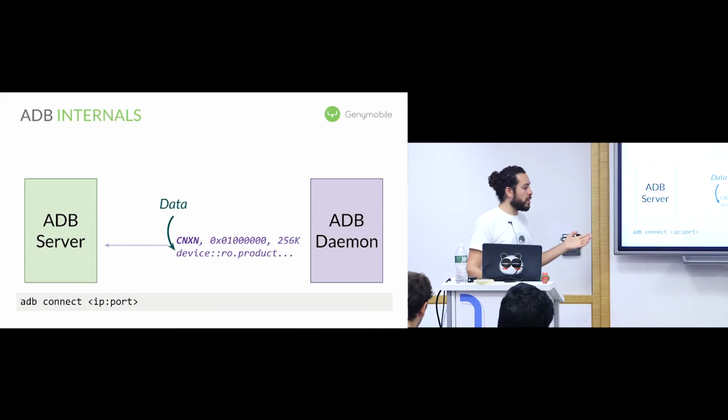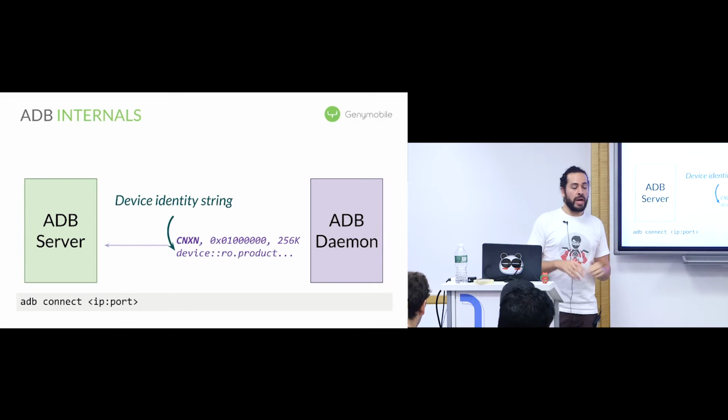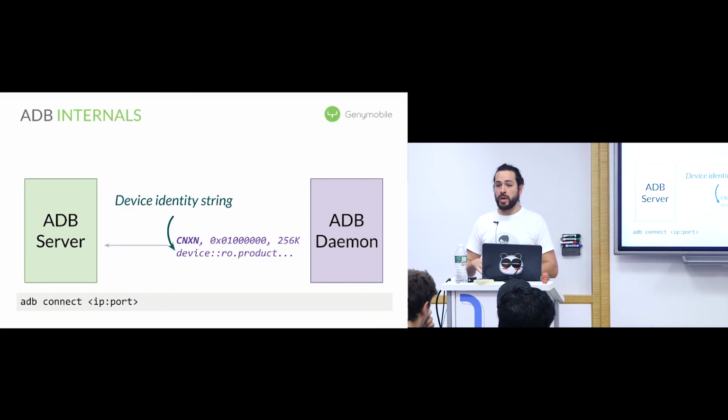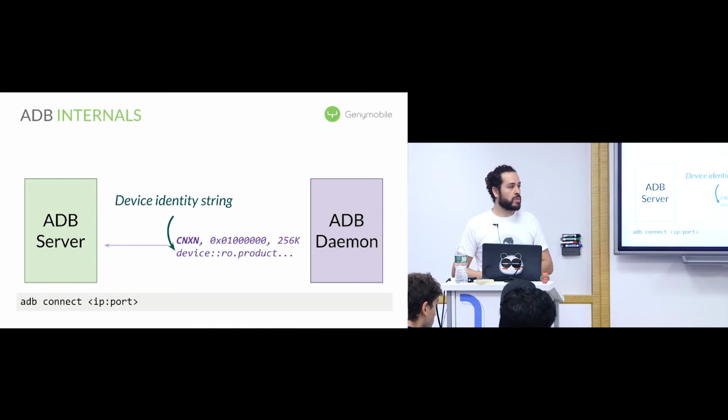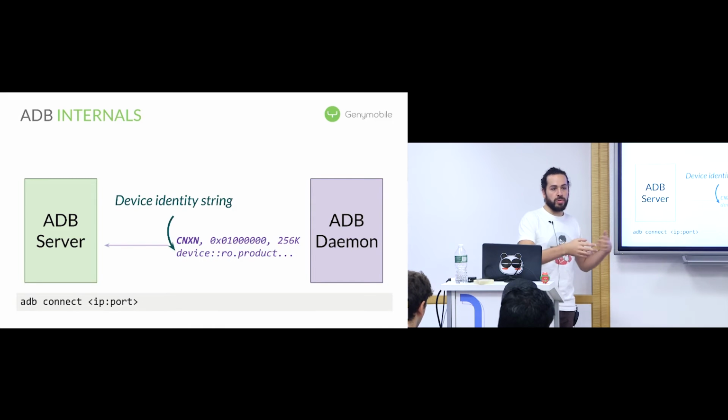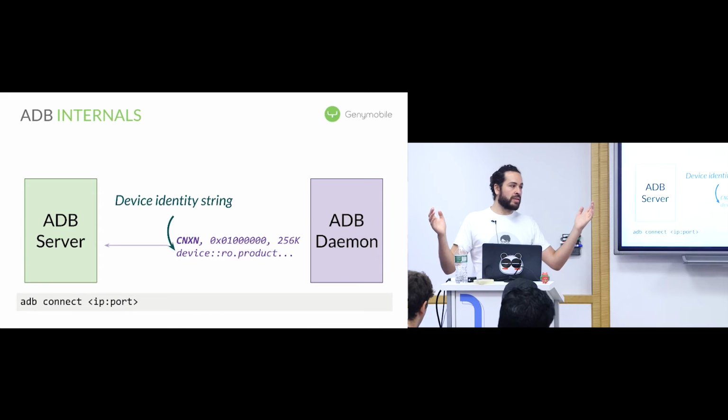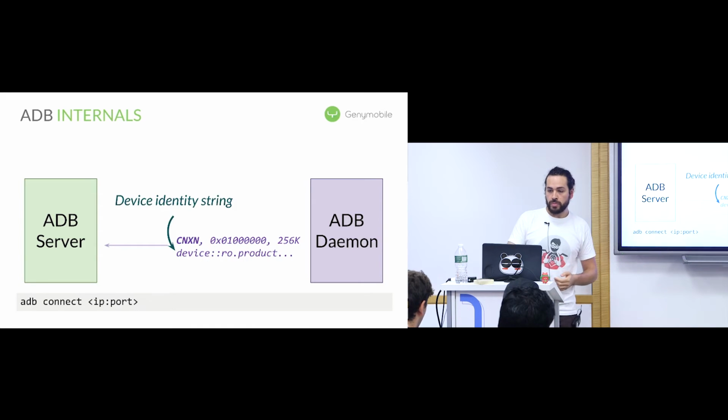Another piece of information that is added on the daemon side is the data, and this data describes what is called the device identity string. Do you remember the adb devices -l output, where we had this long string with some interesting information that we can parse? This is the device identity string. So when an ADB server connects to a daemon, this daemon will answer, okay, I want to connect to you, this is my information, my protocol version, etc. And this is a string that describes what I am.